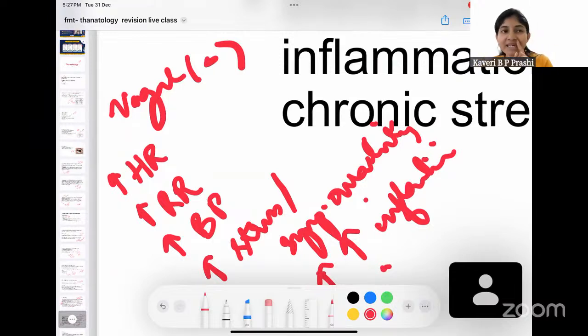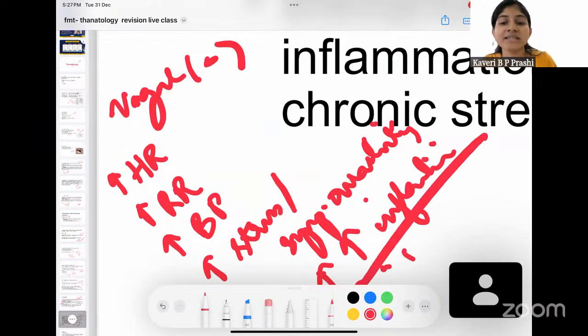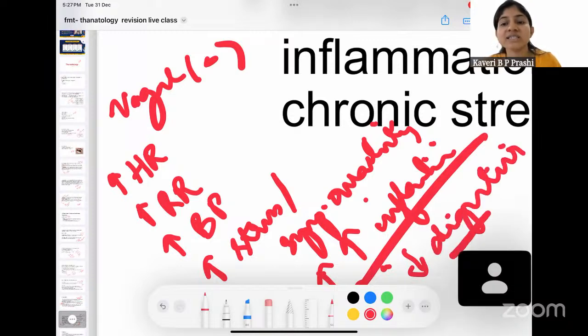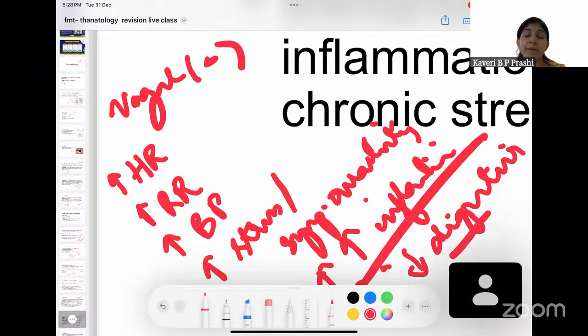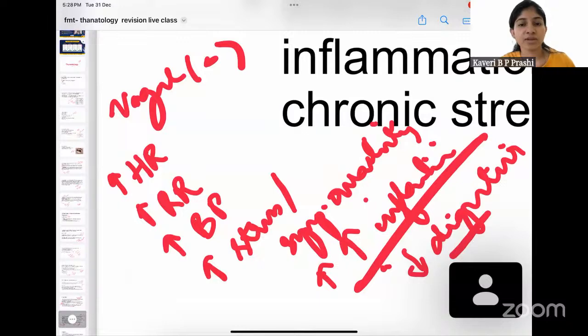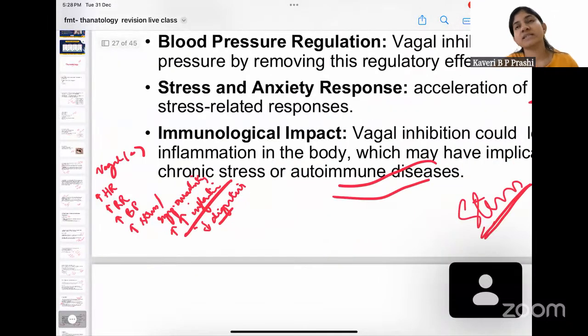There is one thing that decreases. What is that? That is digestion. Decrease in the digestive capacity or decrease in gastric emptying. Why? Because this vagal inhibition has a negative impact on digestion. There is decreased release of enzymes. There is going to be decreased gastric motility, therefore delayed gastric emptying. So this is one question that you have to remember, and this can come as your medicine MCQ as well.